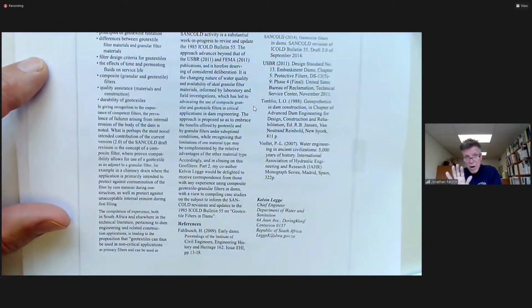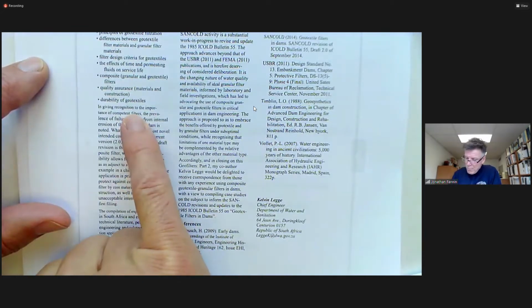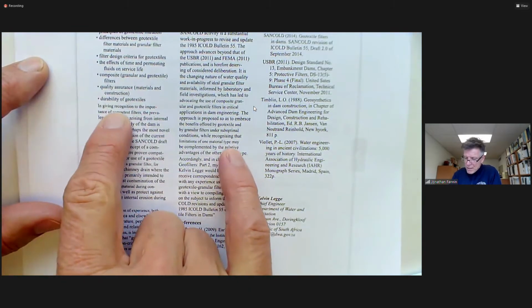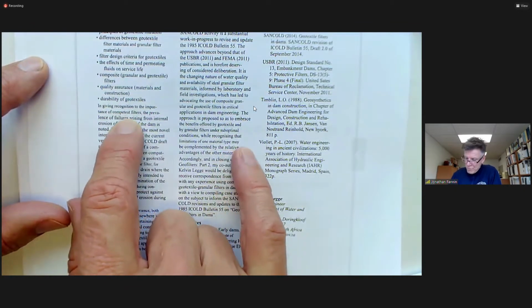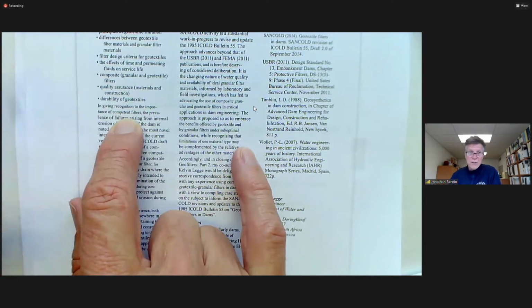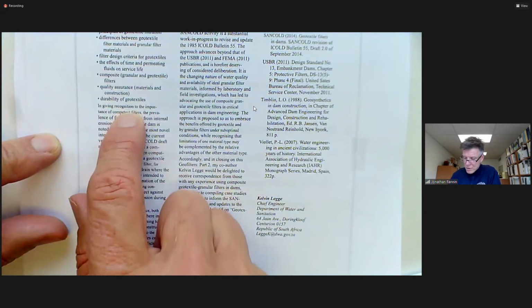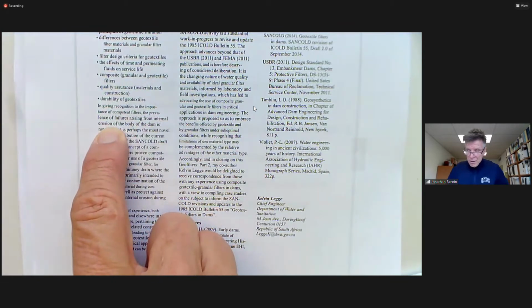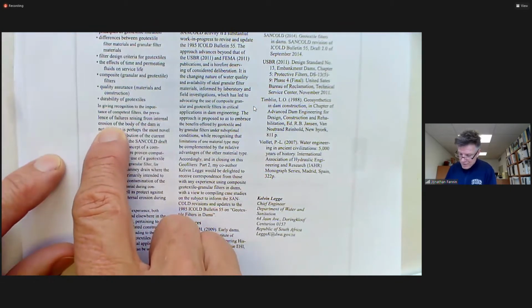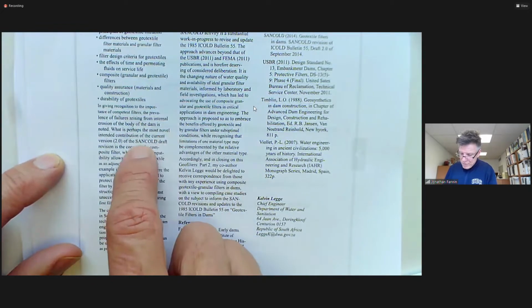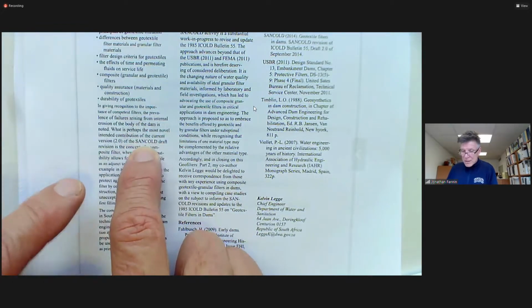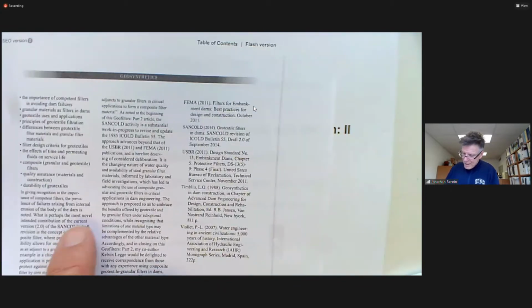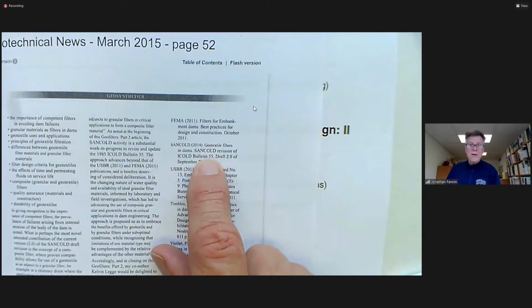Culturally, it tended to park them as a relatively new material. Perhaps at the time of writing that was true, but giving, as Kelvin wrote, recognition to the importance of competent filters, and that's very true in dam engineering. It's probably the critical component. The prevalence of failures arising from internal erosion of the dam, internal erosion of granular filters, was perhaps the most novel intended contribution of the current version of the Sancold draft. So Sancold was drafting. I checked to see if anything had come from this, and I couldn't find anything myself last night, but it was a bit of a cursory check.